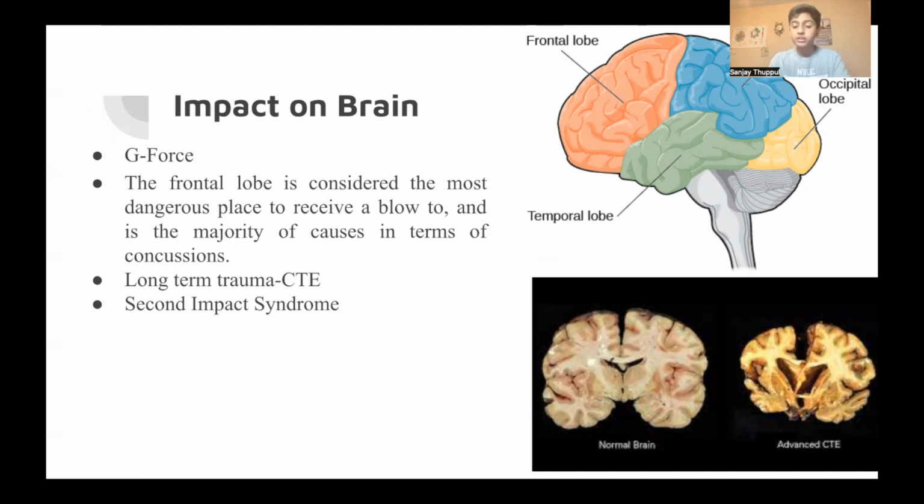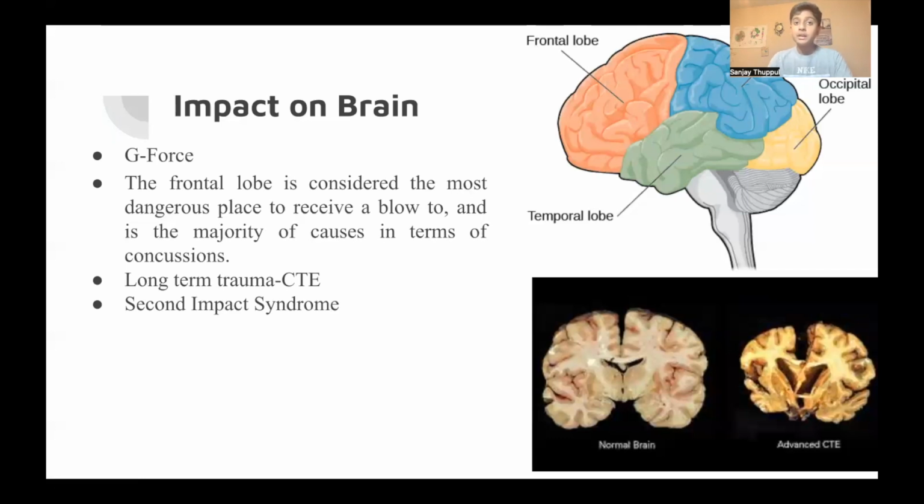Long-term trauma, such as CTE, can be caused by these high energy impacts being constantly exerted onto the frontal lobe. Here's an image of the normal brain versus when someone develops advanced CTE. Just notice the size and discoloration of the advanced CTE brain model. And last, major impacts on the brain can cause second impact syndrome.